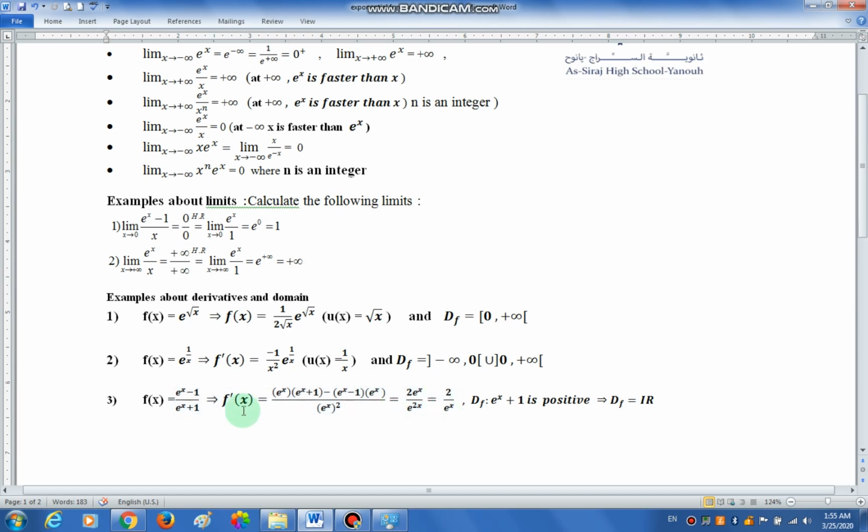This is the derivative. And the domain, it is a fraction. Denominator should not be equal to 0. The denominator is e^x plus 1. But the denominator e^x plus 1 is always positive, so it's never 0. Why is it positive? 1 is positive and e^x is always positive. So it's never 0. Then the domain is all real numbers.